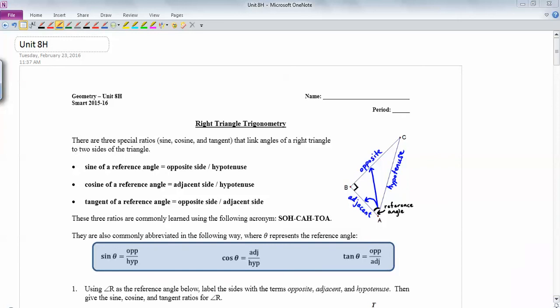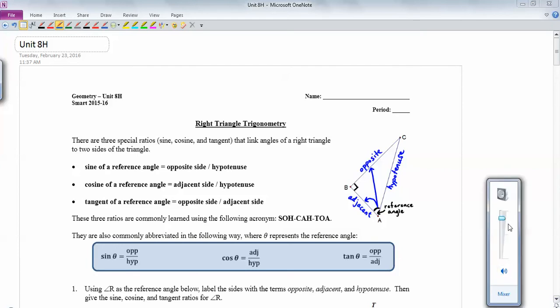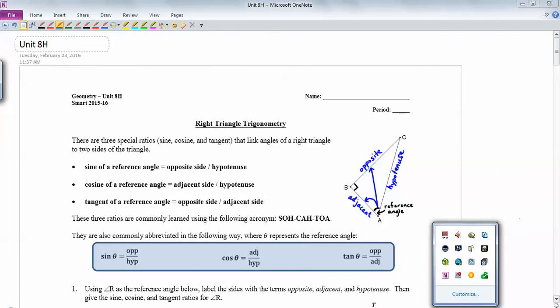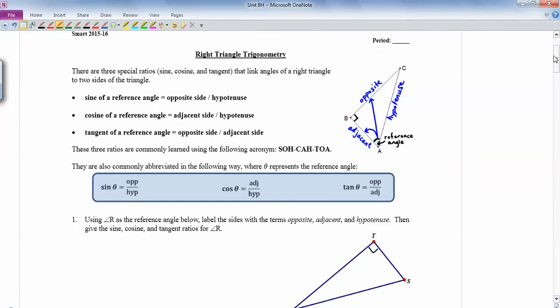All right, so this is the video for the 8H handout. Okay. So this deals with what's called right triangle trigonometry.